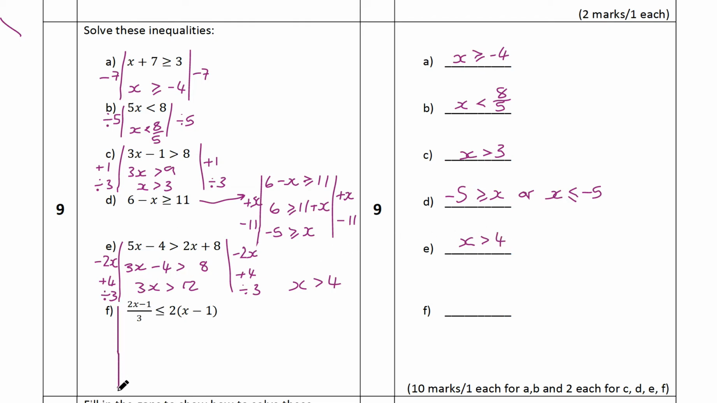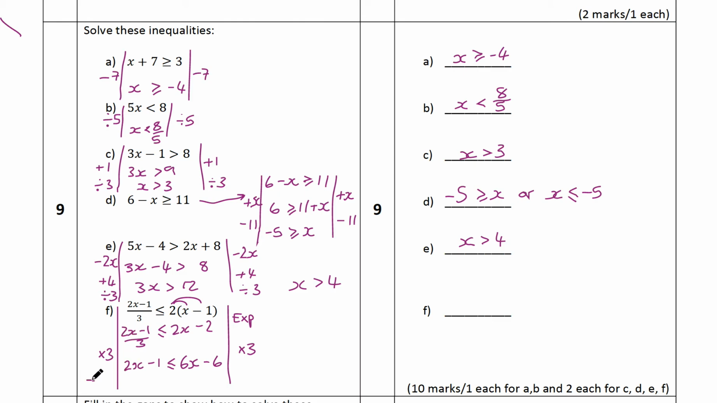And a really tricky last one, it's got a fraction and a bracket in on the right hand side. I'm going to deal with that bracket first. I'm going to expand that bracket. So that will give me 2x minus 2. I'm going to leave this side as it is for now. We're then going to times by 3 to get rid of that. So I've just got 2x minus 1. Don't forget, when you times a whole side by 3, you've got to times everything by 3. So that will give me 6x minus 6.